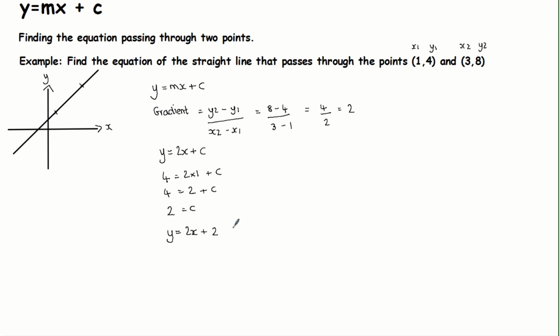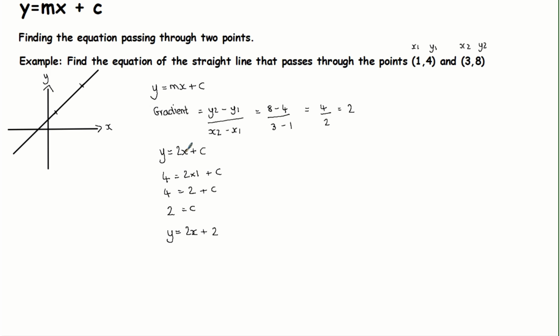So just go through it one more time. I've done a rough sketch so I know whether I've got a positive or a negative gradient. I've labelled x1, y1, x2, y2. To calculate the gradient, I always start by y divided by x and looking at the physical difference between y2 and y1. So it's 8 take away 4, and then the same with the x's, 3 take away 1. 4 divided by 2 is 2, so my gradient is equal to 2.